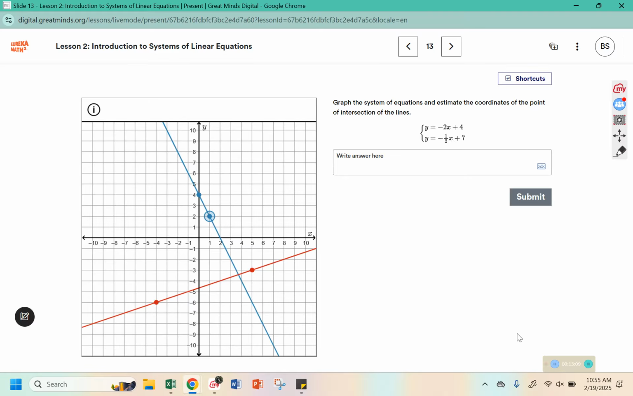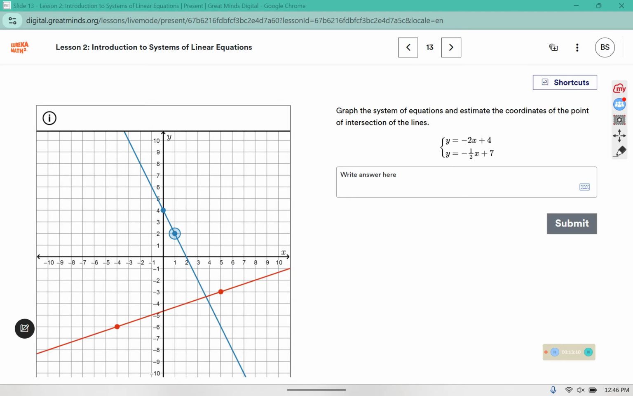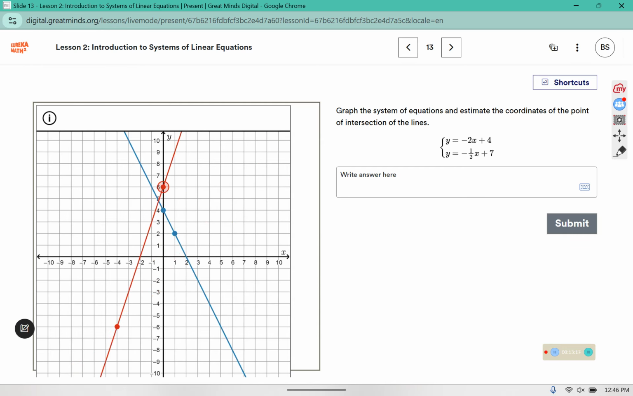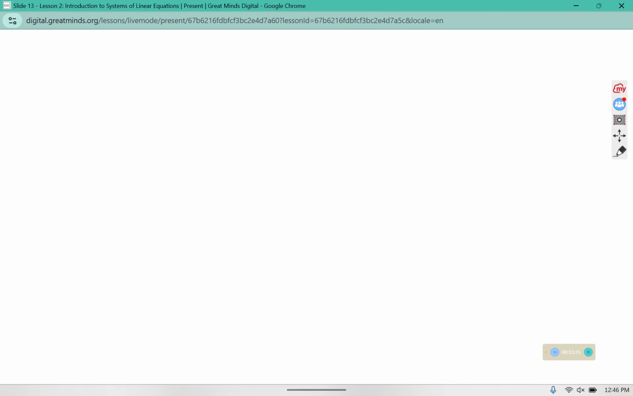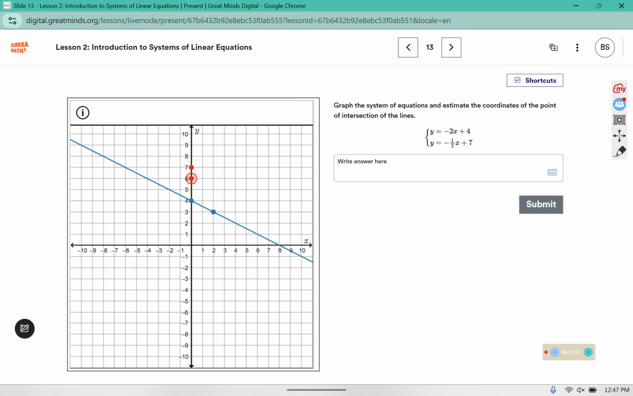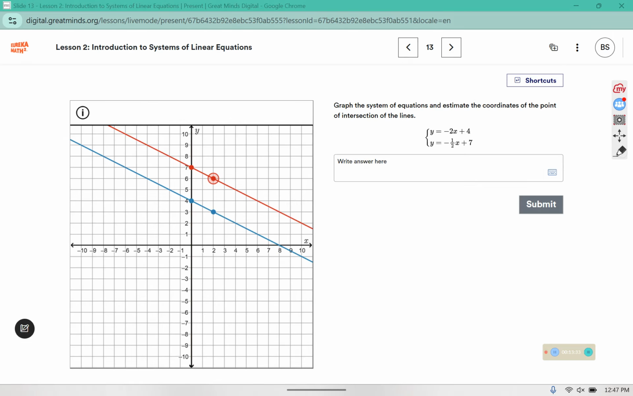We still need to do the second one. So for the second one, we need to start at +7 on the y-axis based on our y-intercept. And this tells us to go down 1 and over 2. So from here, down 1 and over 2. This one.